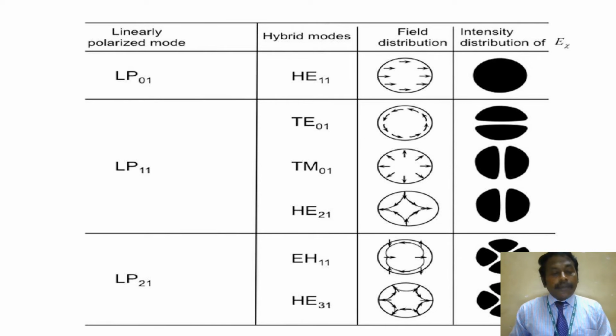Then finally we have the LP21 mode, where we have EH11 and HE31 modes. Then we can have the field distribution in the form of a star-like structure, and the field intensity distribution is also a different form. So this is a general representation of the linearly polarized modes LP01, LP11, LP21 and the corresponding hybrid modes, and the field distribution with the intensity distribution of electric field intensity in the x direction.